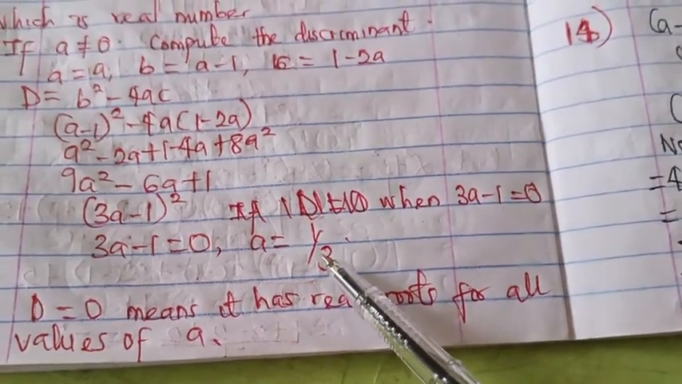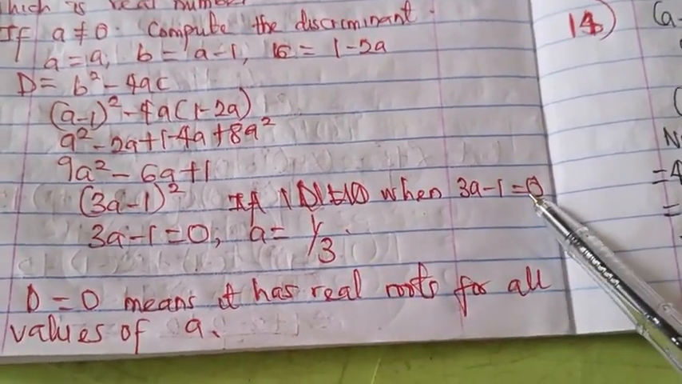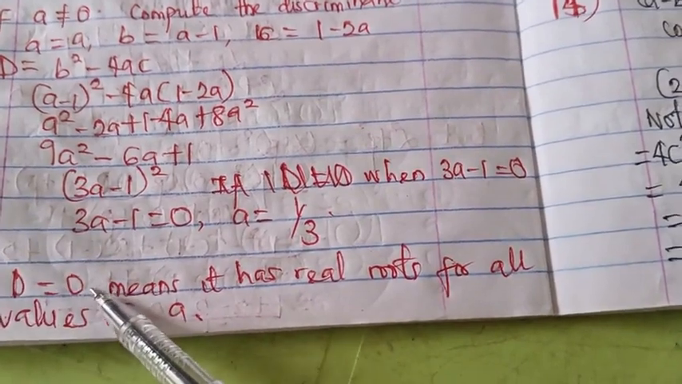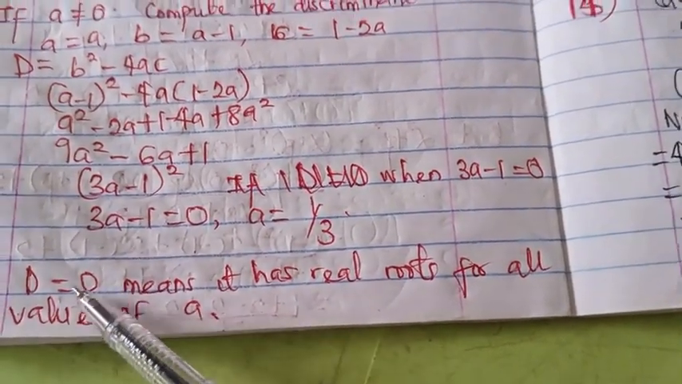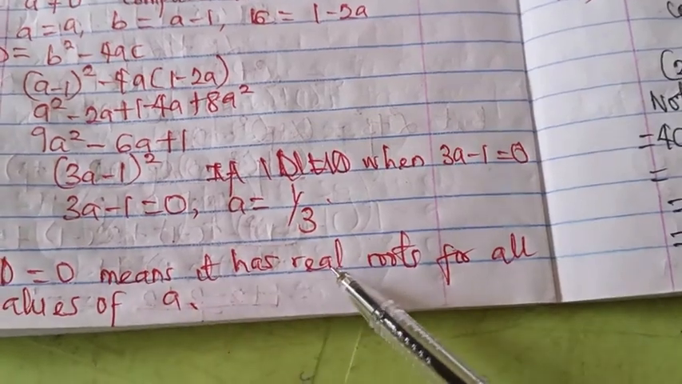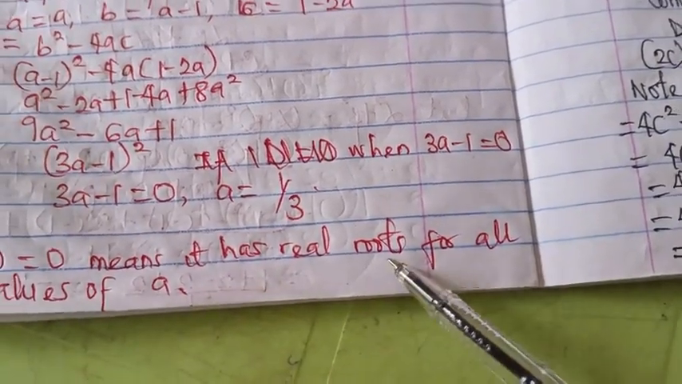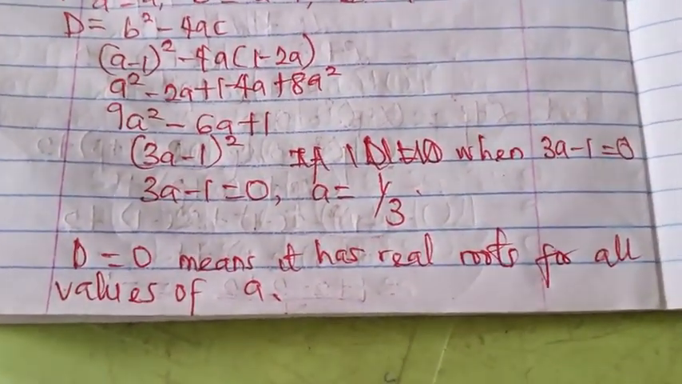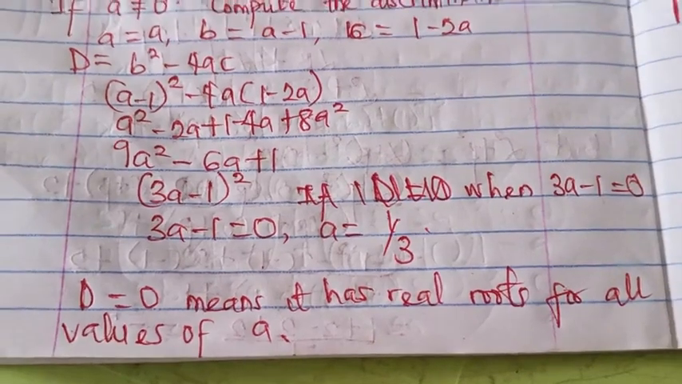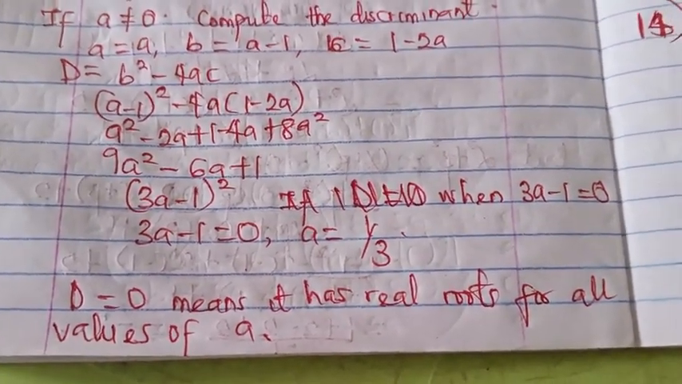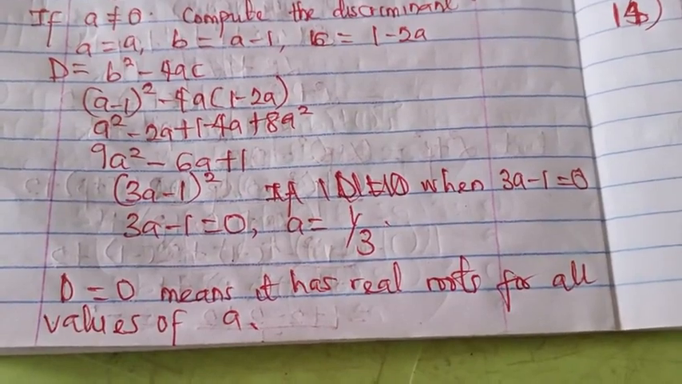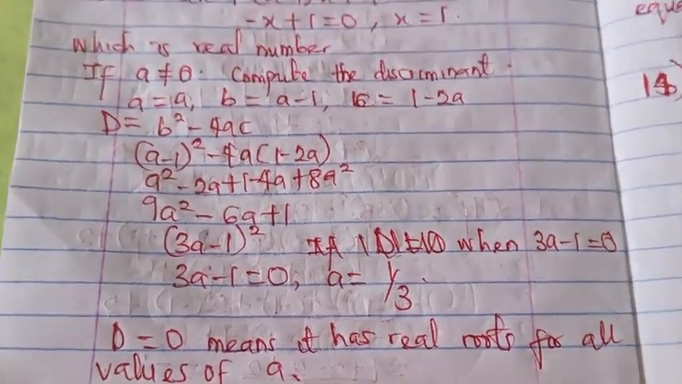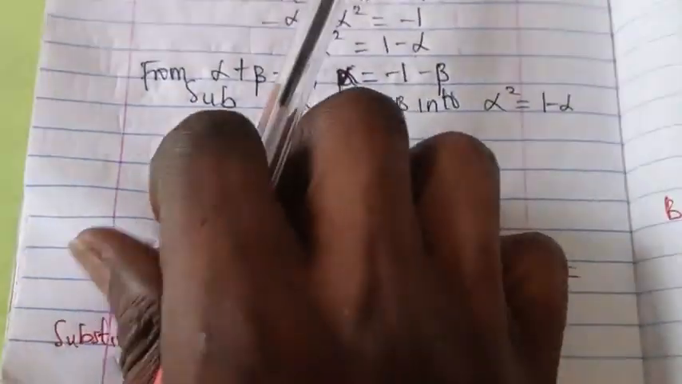Now, setting 3a minus 1 equal to 0 is the same as saying setting the discriminant equal to 0. Now, if the discriminant is equal to 0, it means it has real repeated roots for all values of a. But how do we make that claim? How do we justify the claim we made? Now, to justify it, we actually did a proof here.